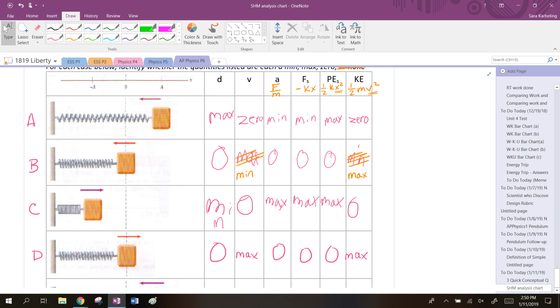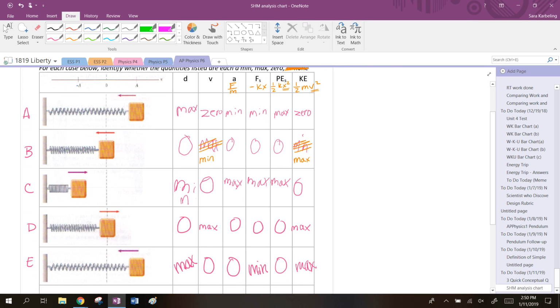Cool. All right, let's look at that last one to make sure we're still on the same page. So how should E and A compare? They should be the same. Why, Courtney? Because they're the same picture. It's the same story. This one is right before I let it go, and this one is after it's bouncing back and forth and back and forth.